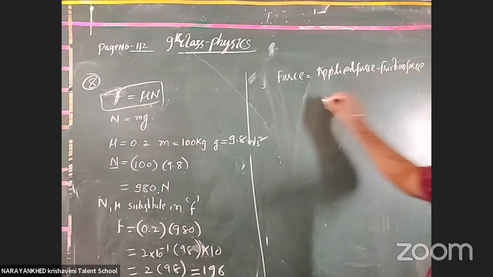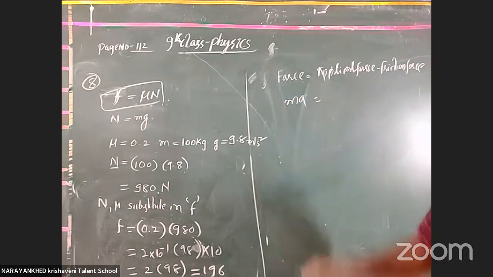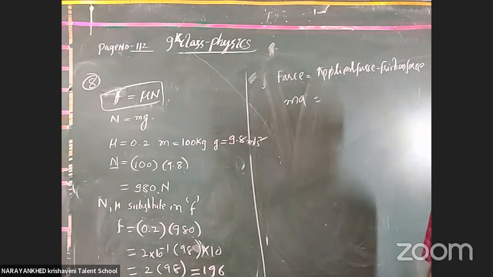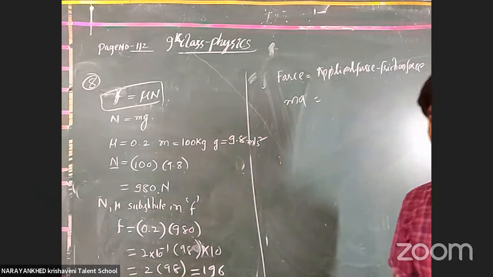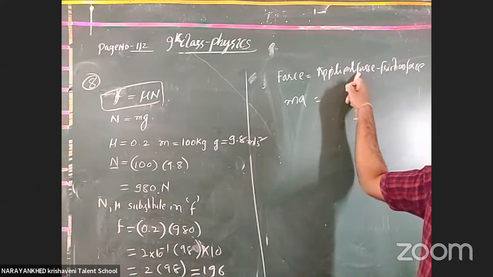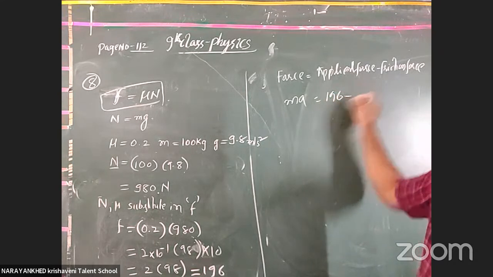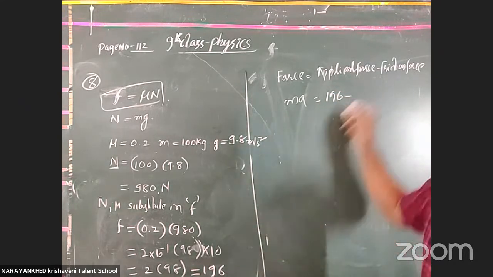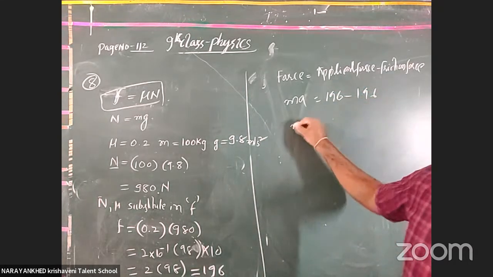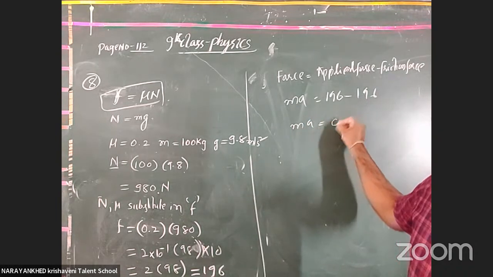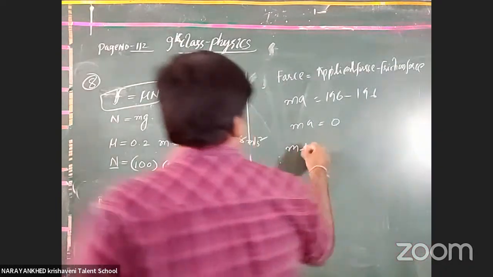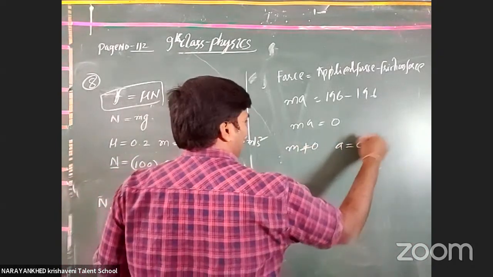Now both are same or not? Force is also written as MA, according to Newton's second law. Now the applied force is equal to how much they given? 196. How much will we get for frictional force? 196. So it becomes 0. MA is equal to 0. M is not equal to 0, na? Then A is equal to 0.